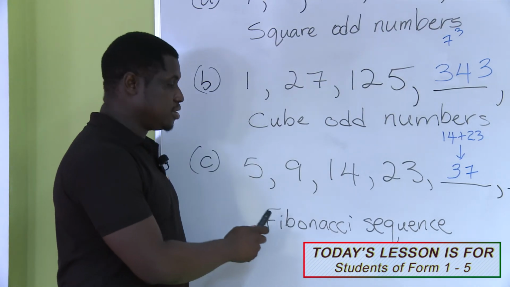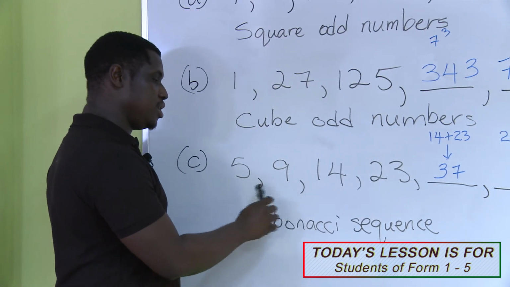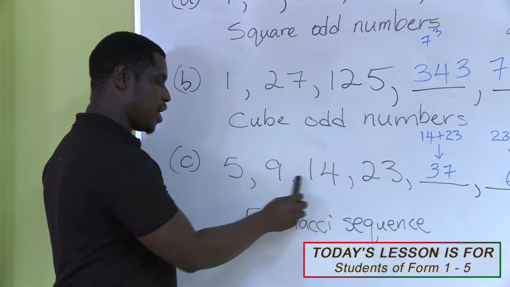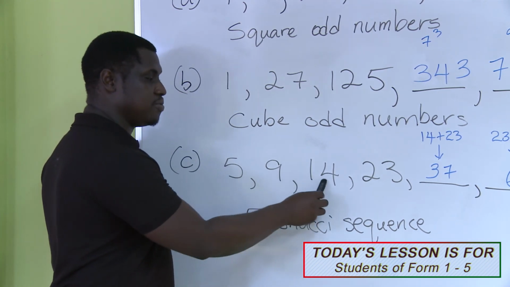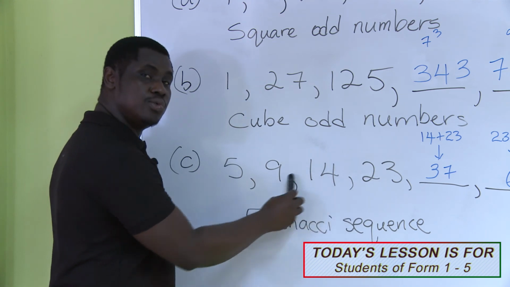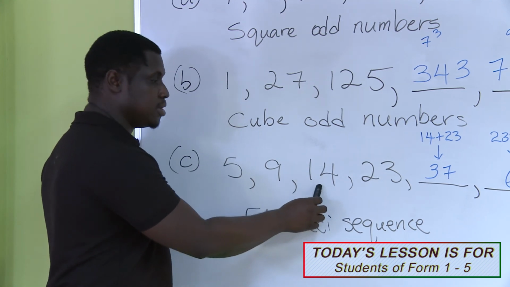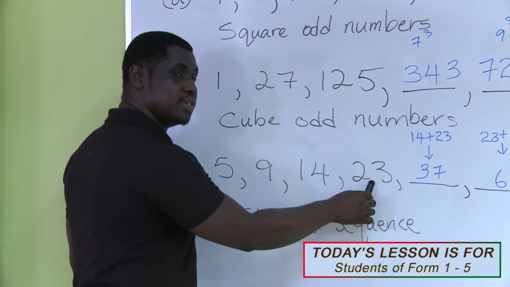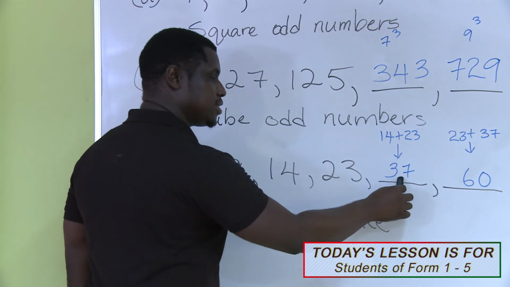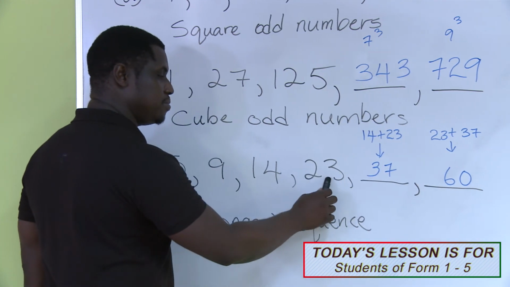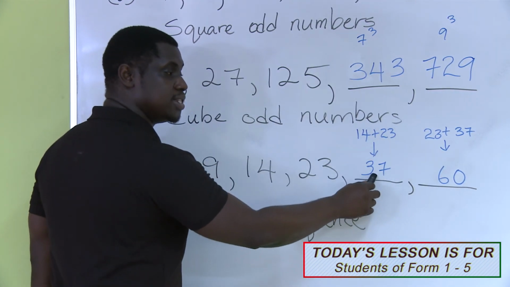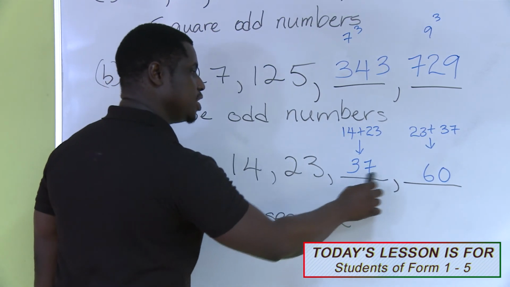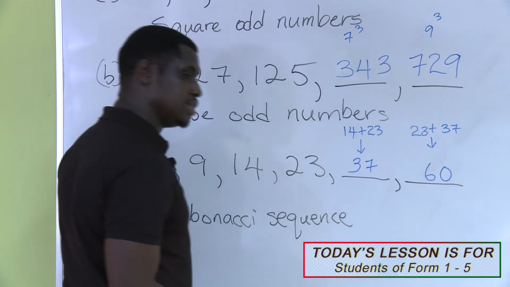For the third sequence, as I go along, to get this term here, I added 5 plus 9 gives me 14. Adding the 2 previous terms to get the next term. 23, I had to add 9 and 14 to get 23. So therefore, to get the next term, I would now add 14 plus 23, which gives me 37. And to get the final term, I add 23 plus 37, which gives me 60.